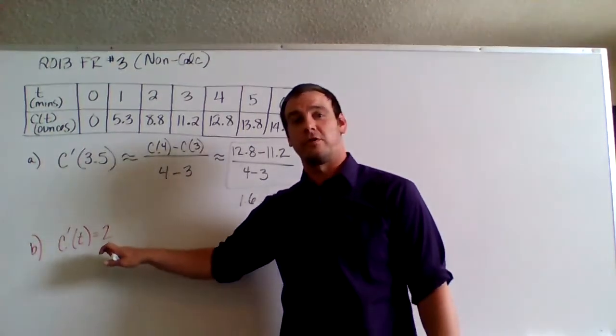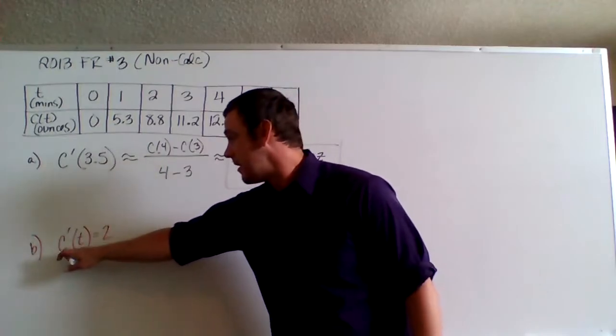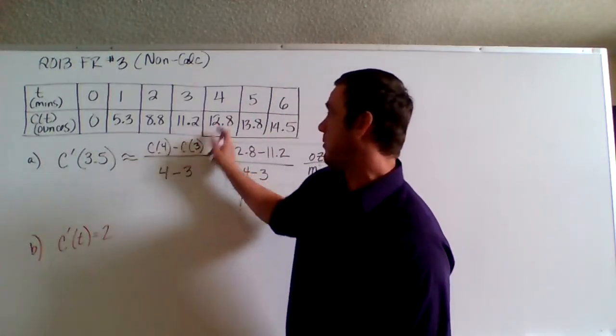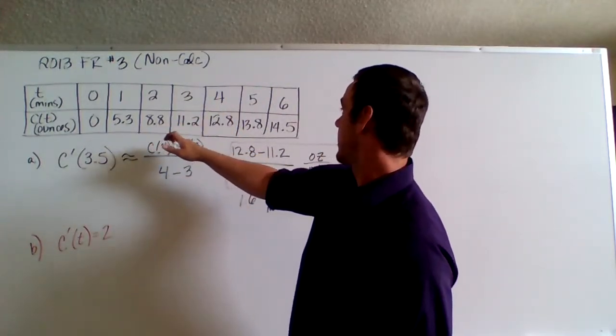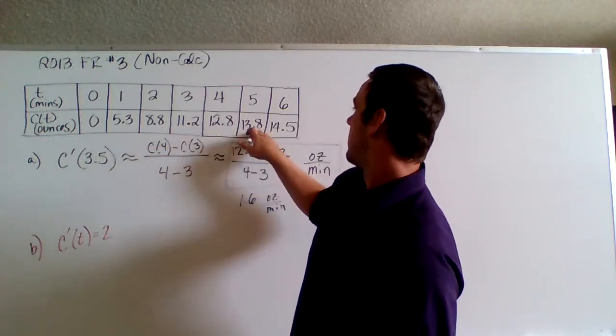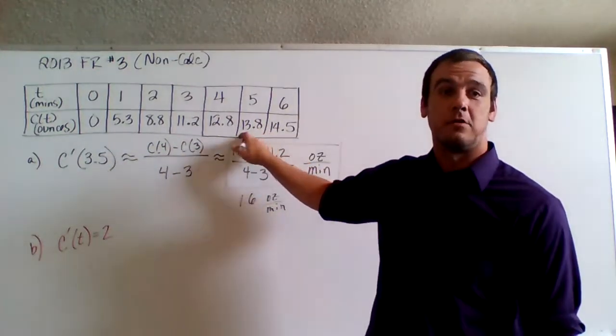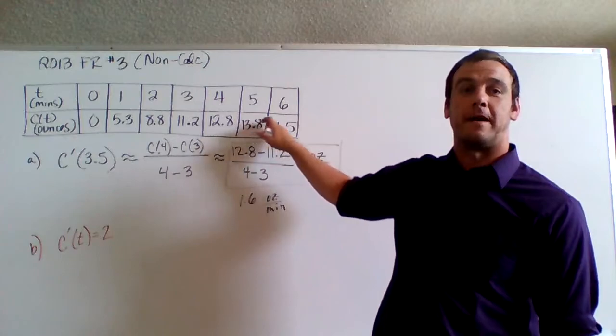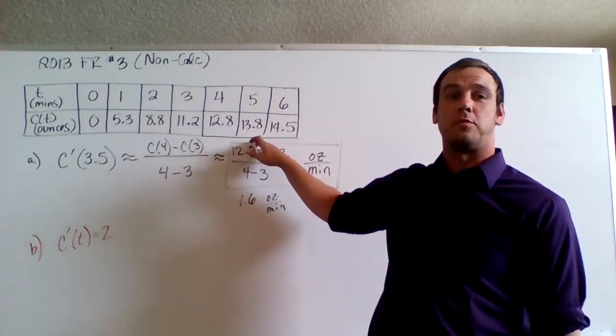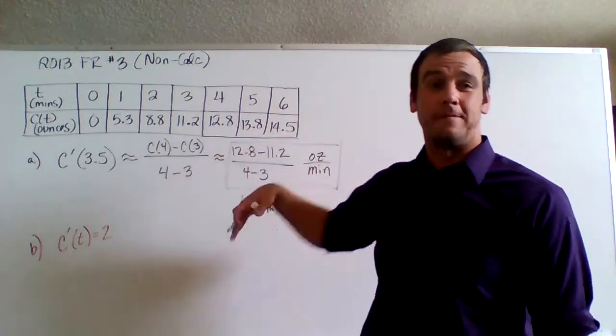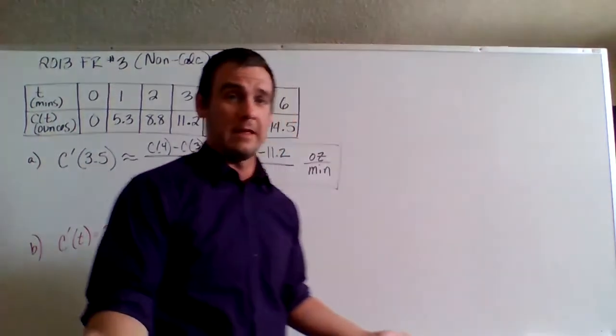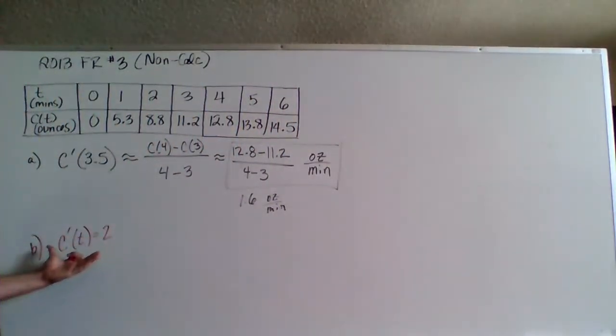Versus the difference if it just said, is there ever a C of t that's going to equal, well, we could say like 14? Here it would have to happen between 5 and 6, because going from 13.8 to 14.5, you'd have to cross through 14. But this is a derivative, so we want to use MVT.